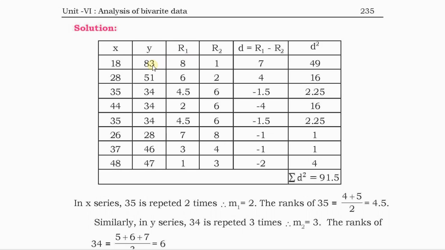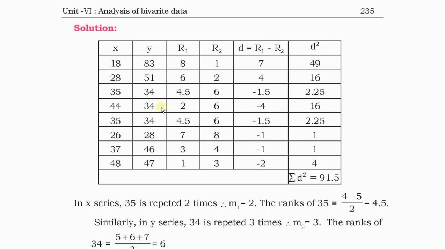Okay. Now let us look at the y. The highest value here is 83, it is given first rank. The next highest value is 51, it is given second rank. The next highest value is 47, it is given third rank. The next highest value is 46, it is given the fourth rank. The next highest value is 34, but wait, 34 has repeated 3 times. So we had one repetition here, the second repetition occurs here, so that will be m2. M2 is equal to 3. It has repeated 3 times, hence m2 is equal to 3.